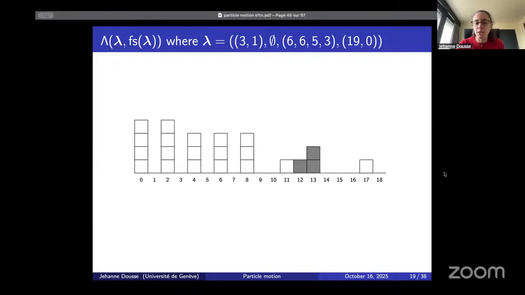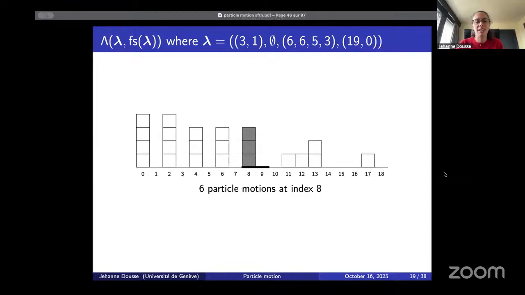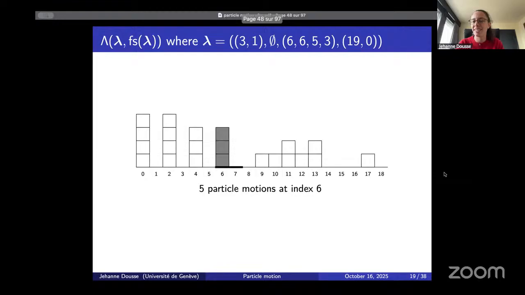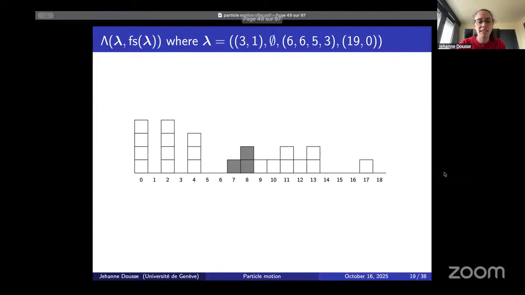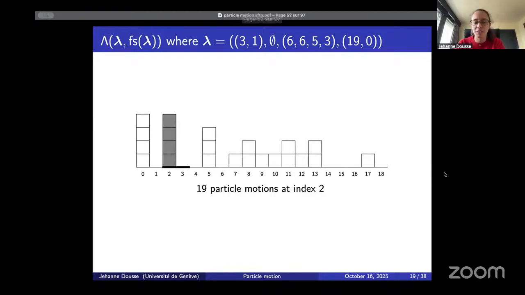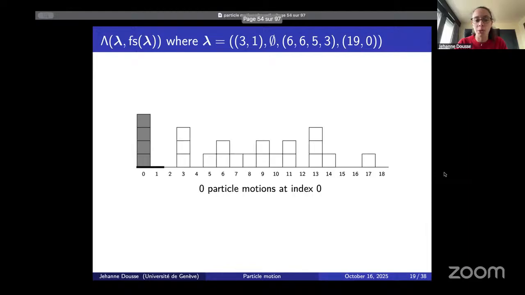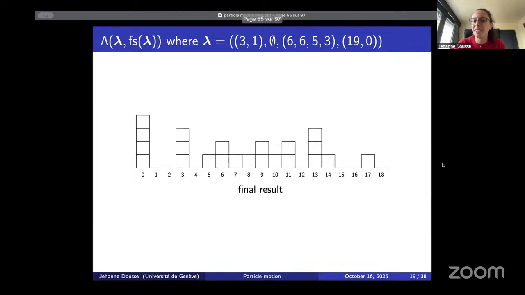Then you do 6 particle motions at index 8. You get this result. You do 5 particle motions at the next index. You get this. Then 3 particle motions here. Then, for example, here we have a very big number, so those boxes will move very far. But no problem. And sometimes you have a part 0, which can happen too. That means you do 0 particle motions at some index, and that's also fine. So this stays as it is. So the final result is this.